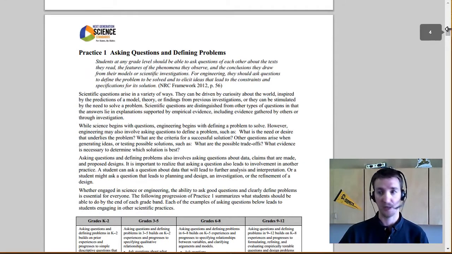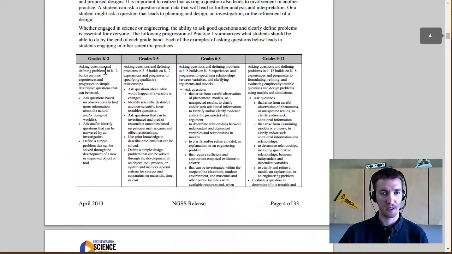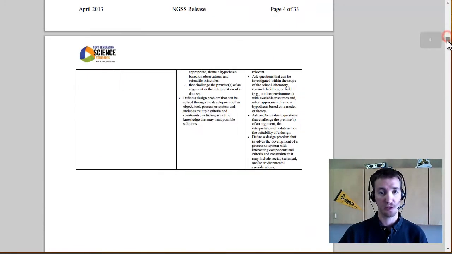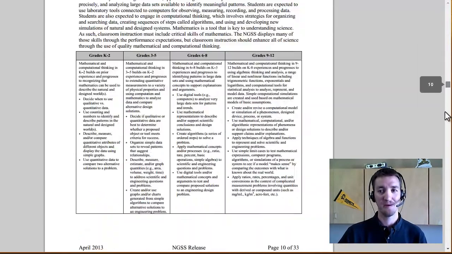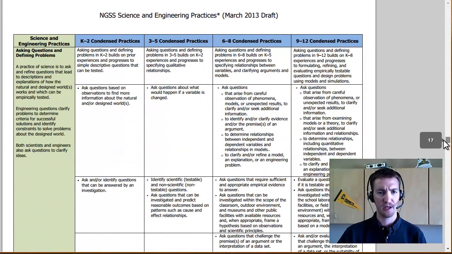So this is looking at asking questions. What does that mean as a kindergartner? What does that mean as a high schooler? It goes through each of those on a separate multi-page section of this. And if you scroll down to the end, they have maybe a more printable version of that that's color-coded, but it's basically the same information there.